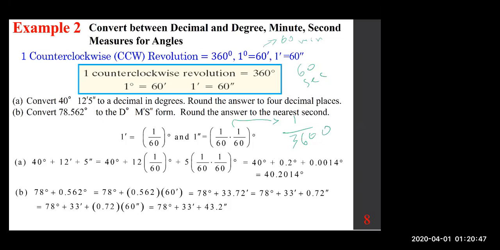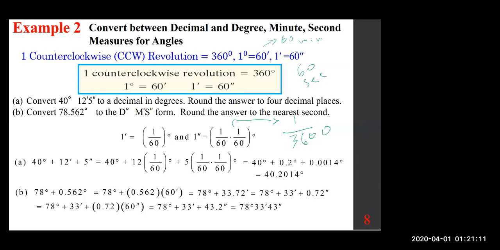And generally speaking, when we represent it in this fashion, we don't want decimals. So we rewrite this as 78 degrees, 33 minutes, and 43 seconds. So we round. Any questions, class?